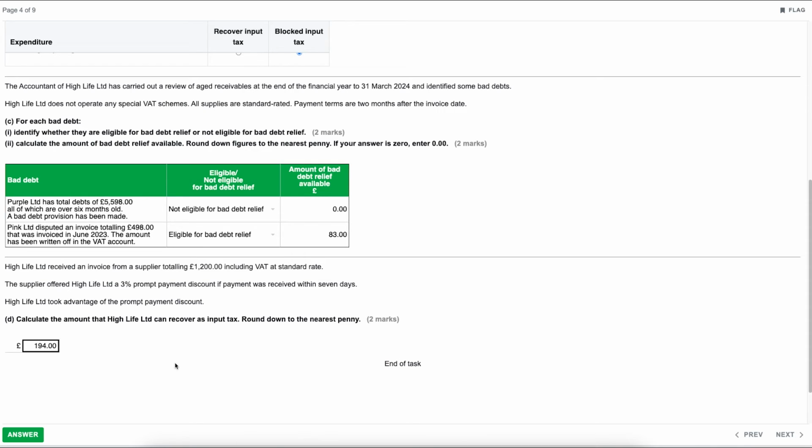So let's enter that in. So that finishes task 3. Let's now move on to task 4.